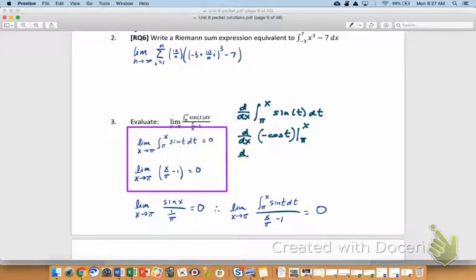And then I continue with FTC1. So this would be negative cosine of x minus negative cosine of pi. Right? So then I get d dx of negative cosine of x plus cosine of pi is negative 1.